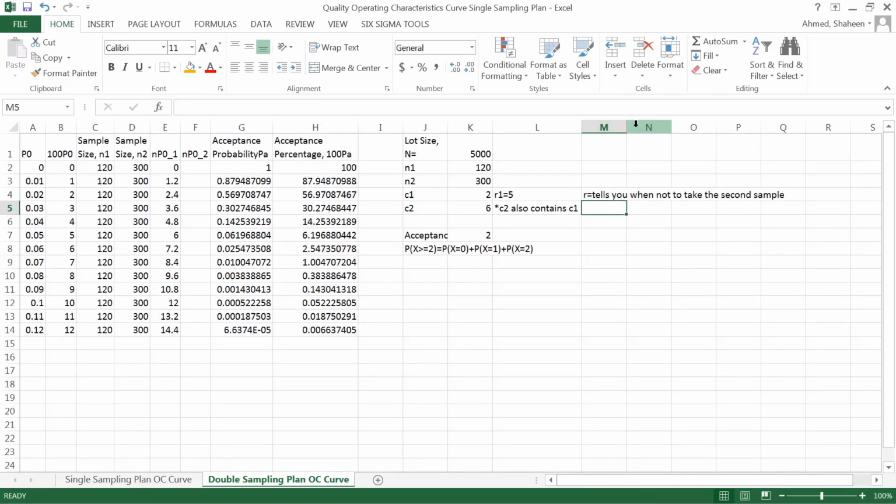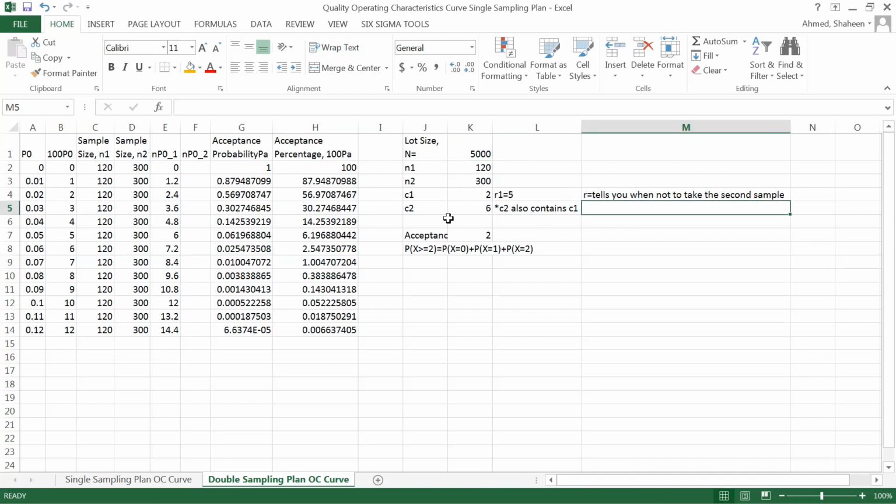Sorry about that. What that indicates is, if you get 0 defective in the first sample, you accept it. 1 defective, you still accept it. 2 defective, you still accept it. However, if you get 3 defective, then you take the second sample. If you get 4 defective, then you take the second sample. If you get 5 defective, you don't take any more samples. So you stop at your first sampling plan, because this lot is too bad. We'll not even consider taking the second sample.